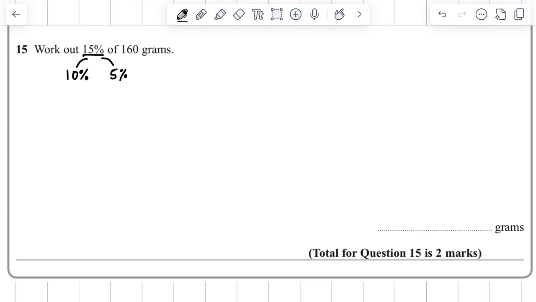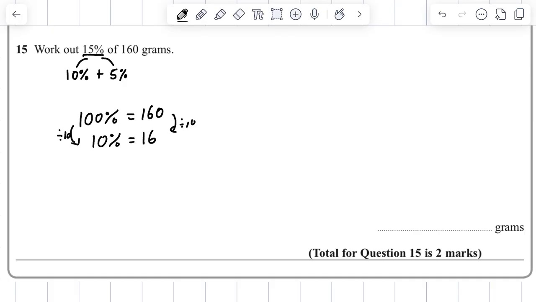So 15%, you can see it's made up of 10% and 5%, because we know 10 plus 5 is 15. And we know that we can find 10% really easily. So we're working with 160 grams, so that's 100%, because 100% is our full amount. So if we say 100% is our full amount, then you know that to find 10%, we have to divide by 10. So 160 divided by 10 is 16.